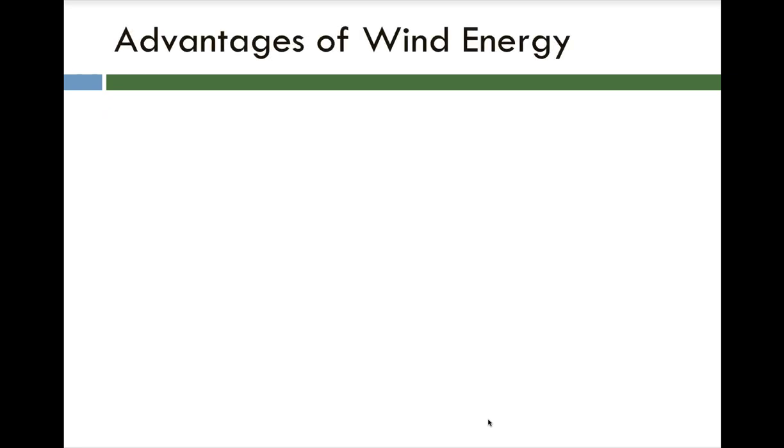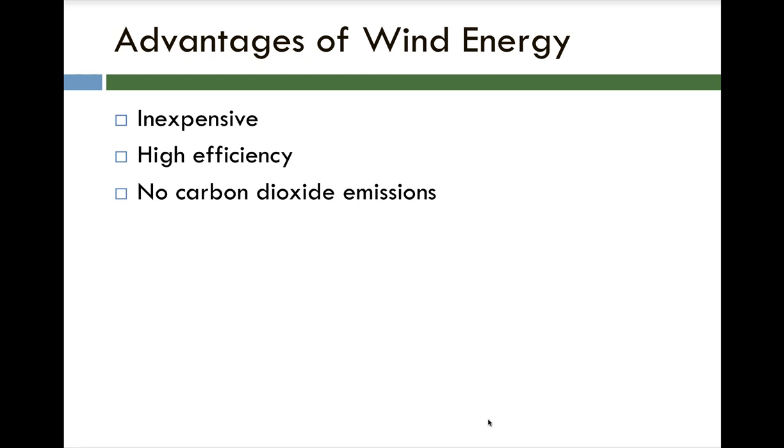All right, so let's talk about advantages and disadvantages. Advantages of wind energy. First of all, it's inexpensive. It's also very highly efficient. There's not a lot going on in that wind turbine, not a lot of extra moving parts. It's very simple, very elegant, and given what it's doing, it's able to transfer a large amount of that wind energy into electricity. There are no carbon dioxide emissions from wind energy once the turbines are functional and installed. Of course, the manufacturing process may generate some emissions, but we have to take that into account separately.